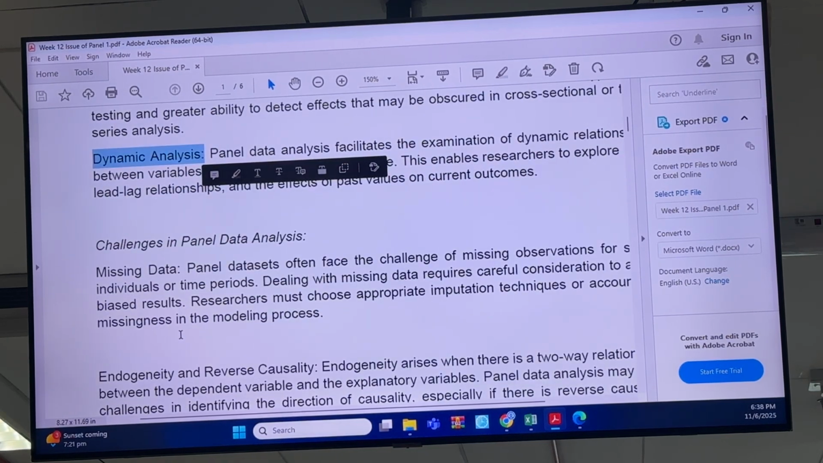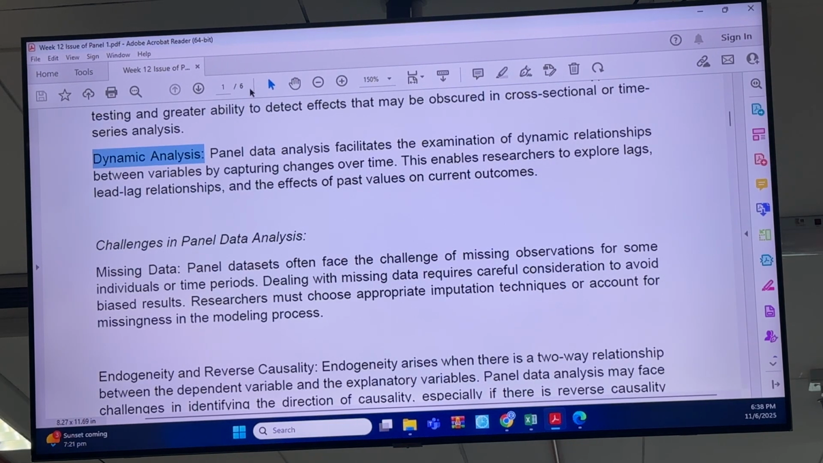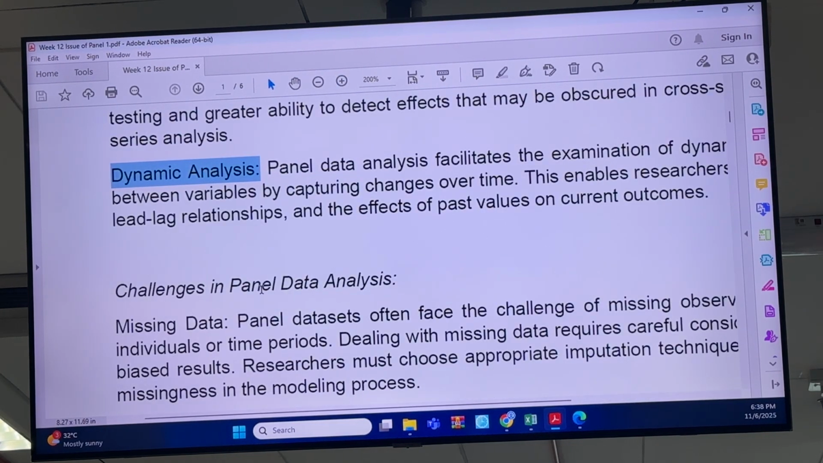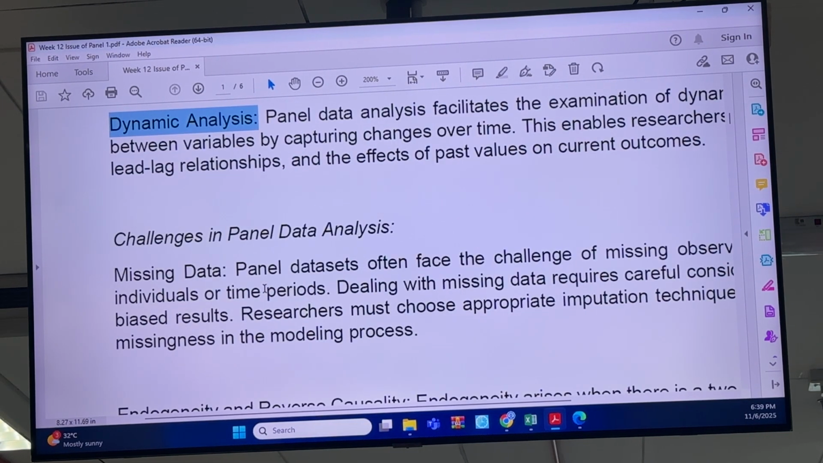So how about the challenges? The challenge is the limited time dimension. For example, you have only 5 to 10 years, so you need to increase your degrees of freedom, so you need to use the panel. But in the panel, you have to tackle missing data. If the approach you are adopting allows for an unbalanced panel, there's no issue.